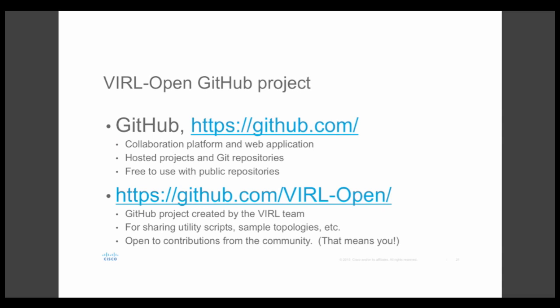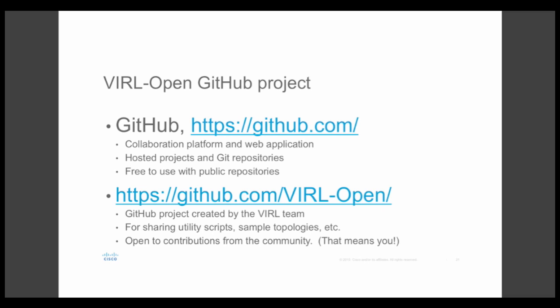Like I said, we're focused here today on the VIRL Open project. That's actually a project on GitHub. GitHub is a collaboration platform and web app, mainly for hosting projects. They do Git repository hosting. It's free to use. You can create an account if all of the repositories you're using are public. If you want private repositories with GitHub, you have to pay them. But for public open repositories, you can create an account and use GitHub for free.